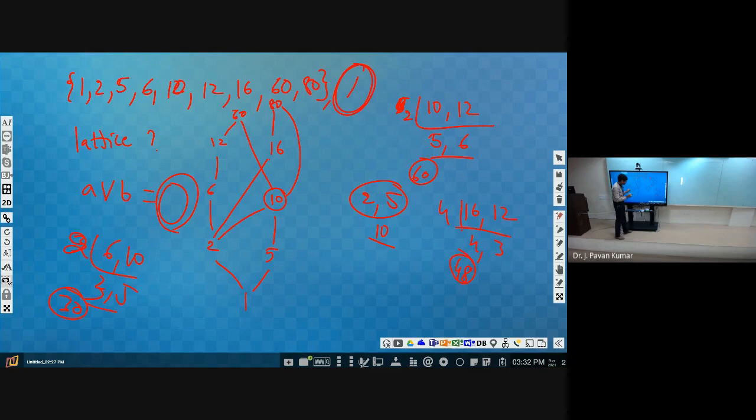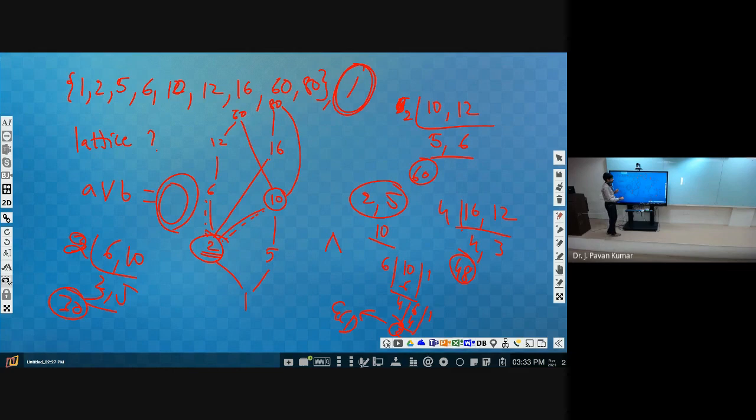6 meet 10. 1, sir. No, 6 and 10 are meeting here, you see. In the diagram itself, we can see. So whenever you consider meet, it will give you the GCD. 6, 10, if you consider, what is the GCD? We will be getting 2. So 2 will be the GCD. So here only it is meeting.